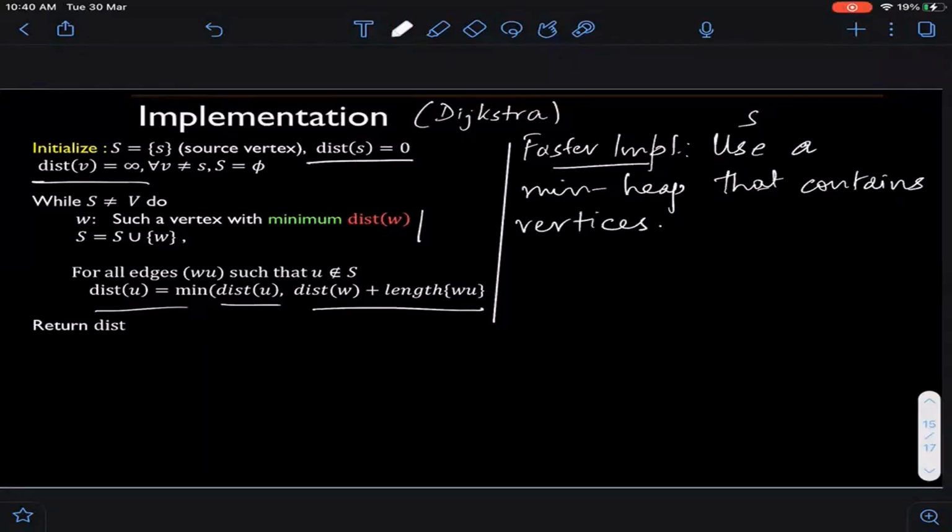So initially, what should I do? It's pretty clear that initially I should include all the vertices in my heap. I have initialized the distances as written here: the distance of the vertex S is 0 and the distance of everybody else is infinity. So I start with the heap containing all the vertices in my graph, because I have not made any choice yet.